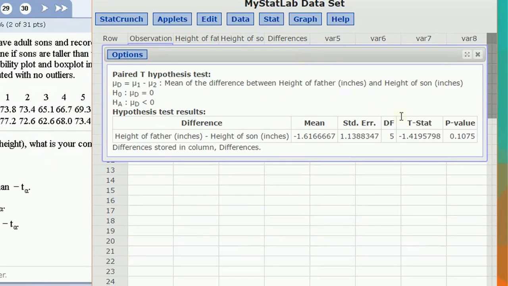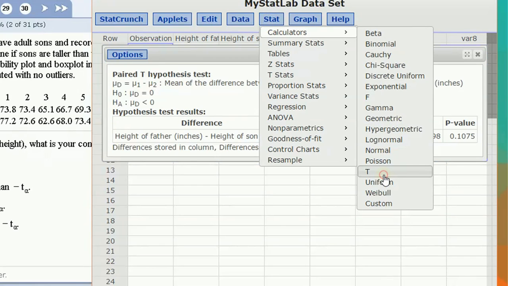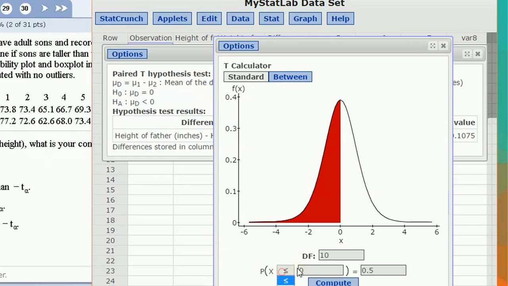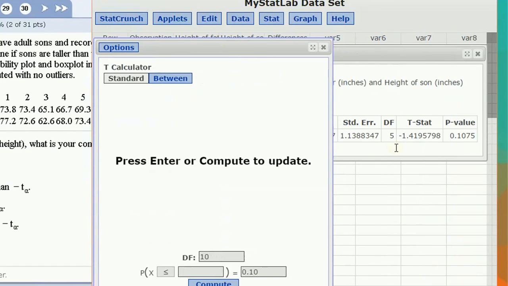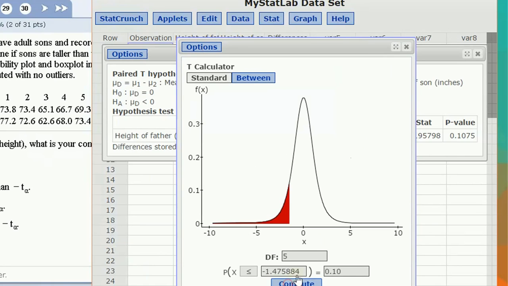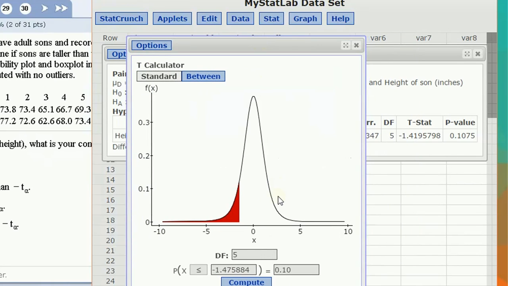At any rate, we've got a p-value of 0.1075. That's just over my alpha level of 0.1. If we were to go to the calculator for the t-distribution, and for a left tail test with 0.10 in the tail, and degrees of freedom of, what did we have here? It says degrees of freedom is 5, so I'll put in 5 for the degrees of freedom, and click Compute. This is telling me that the cutoff, the critical value, is negative 1.475.